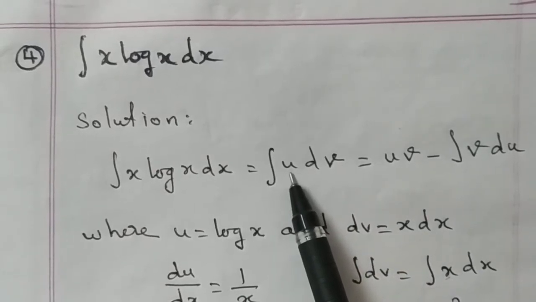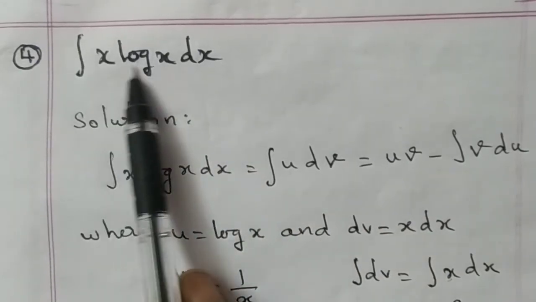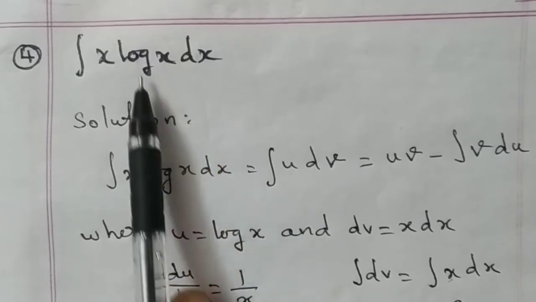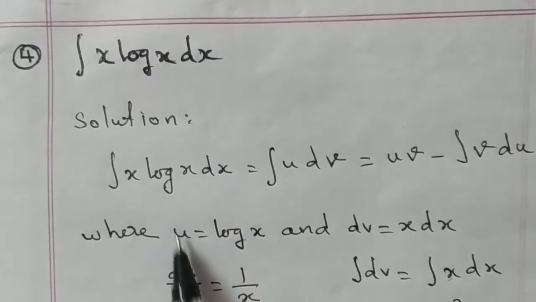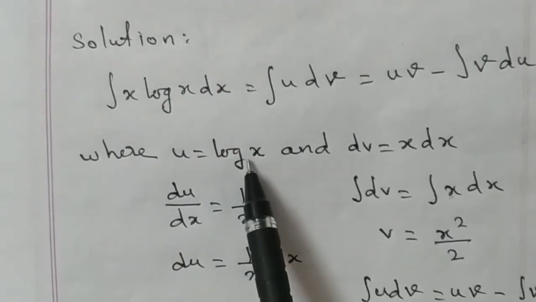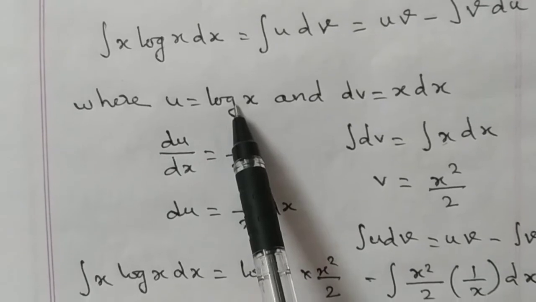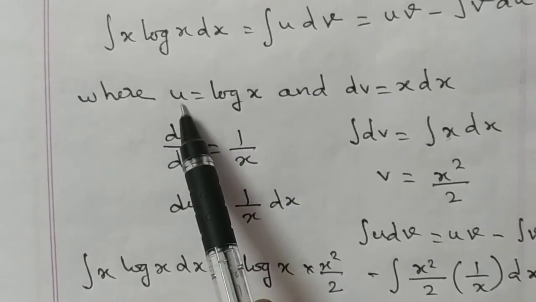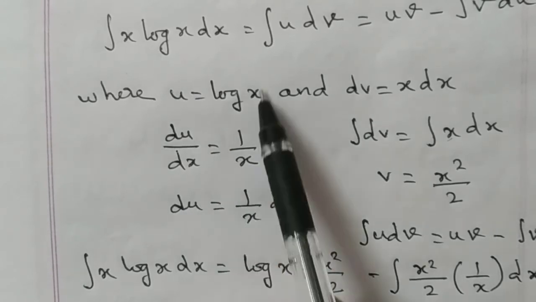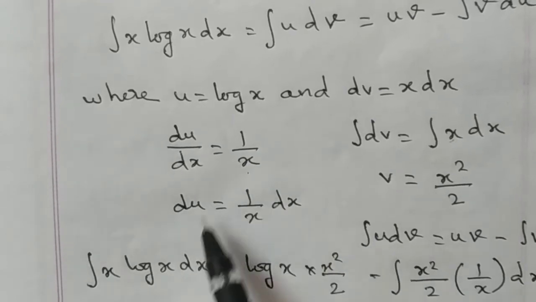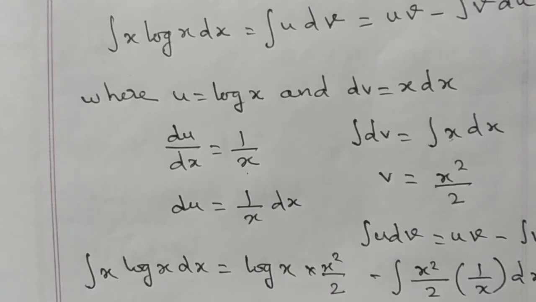We know the term ILATE. I refers to inverse trigonometric function. In this question there is no inverse trigonometric function. Next, L stands for logarithmic function. Here log x is given, so you can choose u equal to log x. Then du by dx is u dash, the derivative of log x, which is 1 by x. So du equals 1 by x into dx.